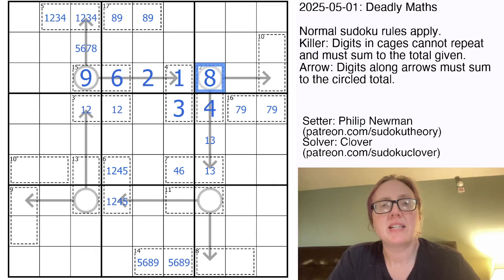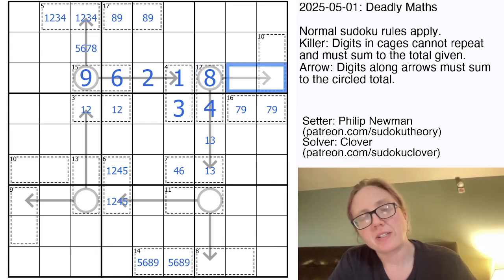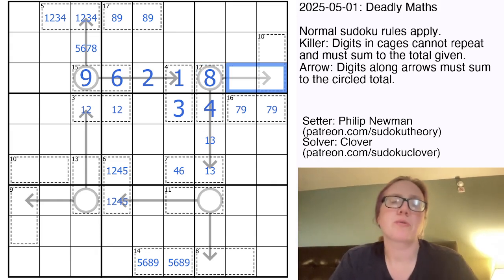Now 8, there are 3 ways to do it. Either way, we need a lower digit and a higher digit, so we're either going to go 1 plus 7, 2 plus 6, or 3 plus 5. But we've already used the 1 and the 2.